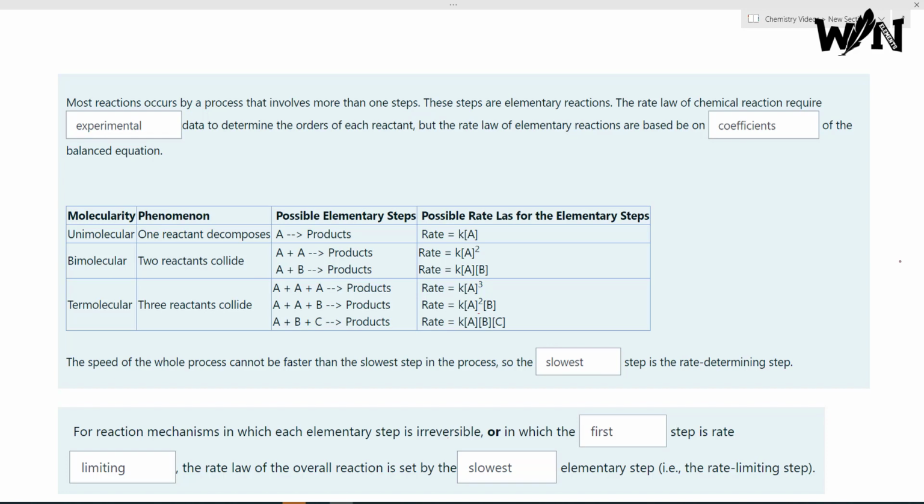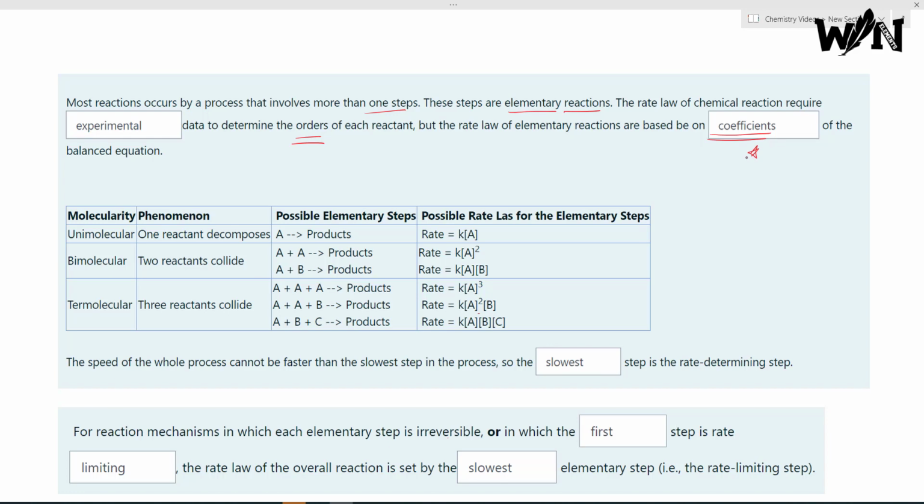Most reactions that you see involve more than one step. These steps are known as elementary steps, think of basic steps. They are elementary steps or elementary reactions of the overall chemical reaction. Again, we learned how to write the rate law of the overall chemical reaction using experimental data in order to determine the orders of that particular reactant. But when we are given an elementary reaction, all we have to do is look at the coefficient, but there is a catch which we will look at carefully. All we have to do is look at the coefficient of a balanced chemical equation.